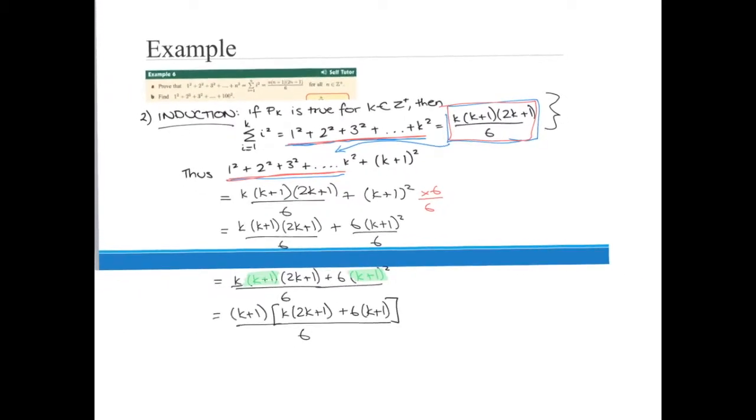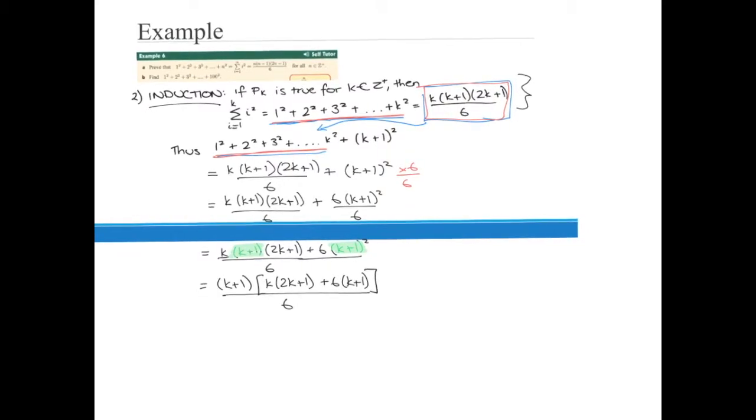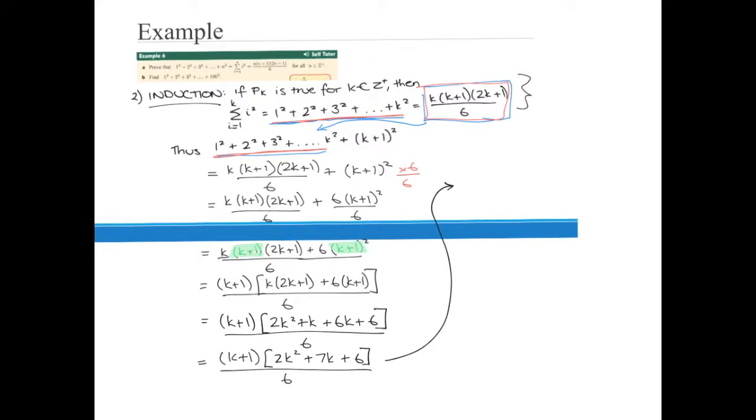Now let's make this a bit smaller, shall we? Okay, now we'll keep going. So we've got k plus 1, so it's going to be 2k squared plus k plus 6k plus 6, all over 6, is k plus 1. What do we got here? 2k squared plus 7k plus 6 all over 6 there. All right, now we want to try and factorise what's in that square bracket. So we've still got the k plus 1.